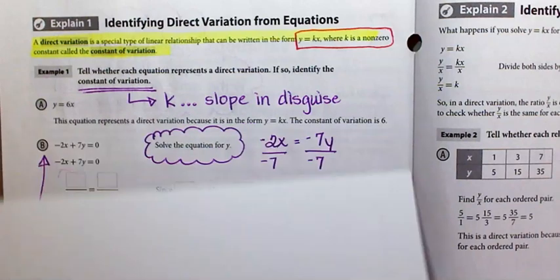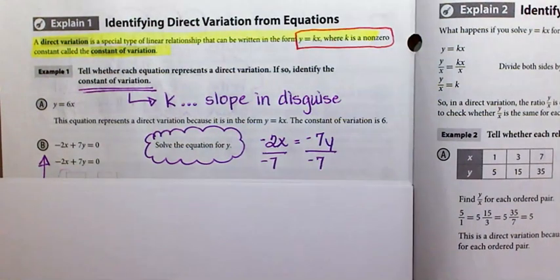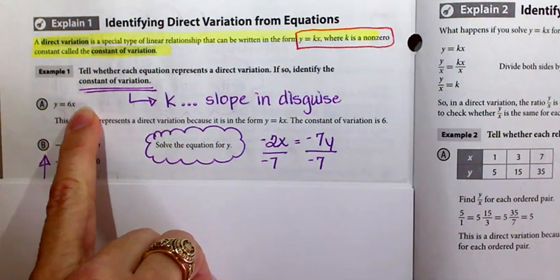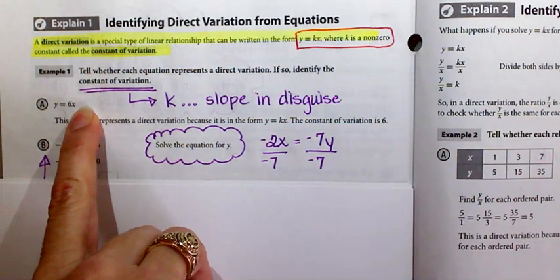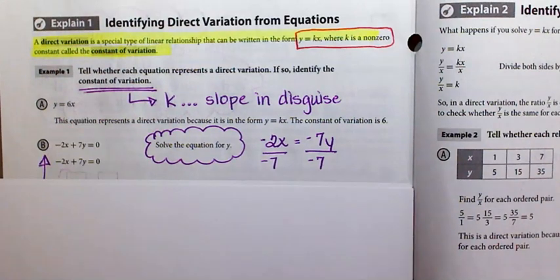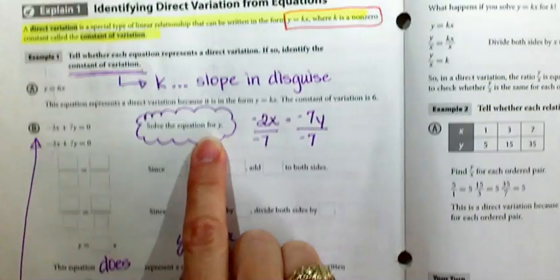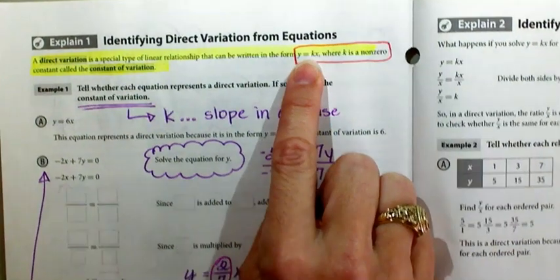Okay? All right, let's look at this first example. Y equals 6x. The equation represents a direct variation because it's in the form of y equals kx. In other words, y equals mx plus b, where b is 0, so it's running through the origin. Okay. Look at example B. First of all, let's solve the equation for y so that it's in that slope-intercept form, or that y equals kx form.